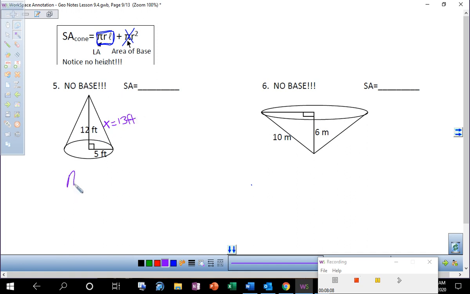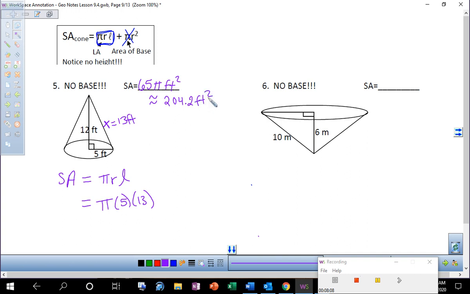So again, we are only worrying about the lateral area, which in turn will be our total surface area. So pi RL, R is 5, L is 13, 5 times 13. So in terms of pi, 65 pi feet squared, which is approximately 204.2 as your decimal.